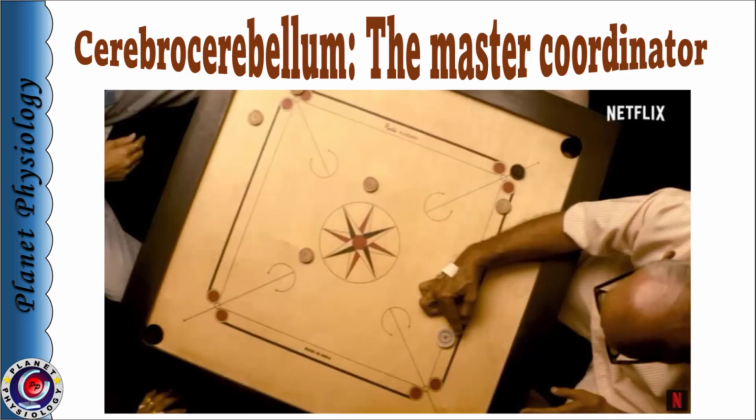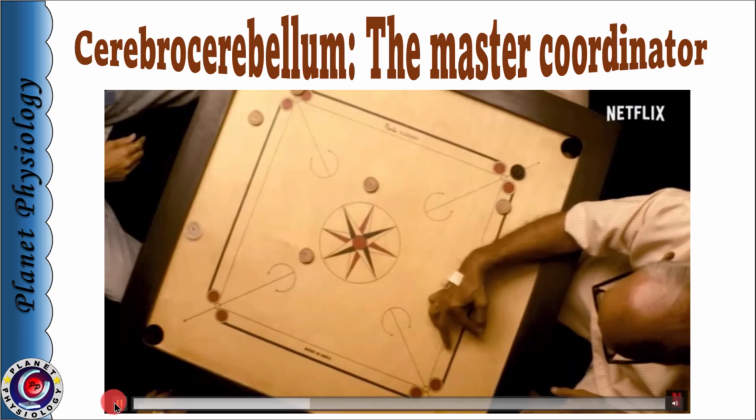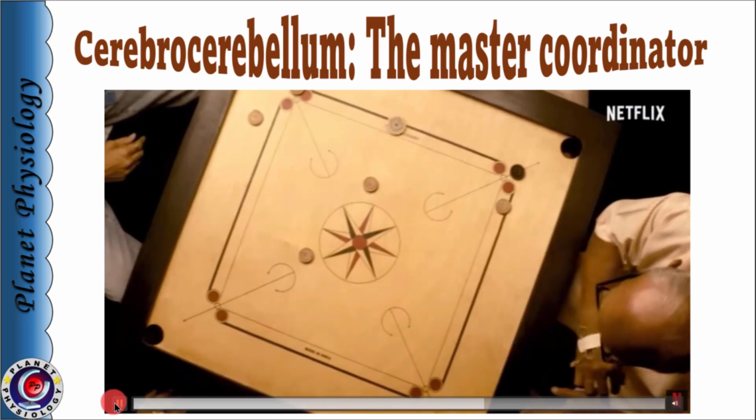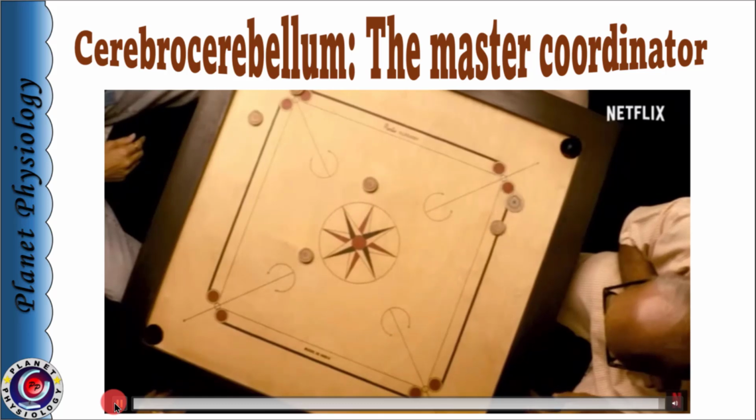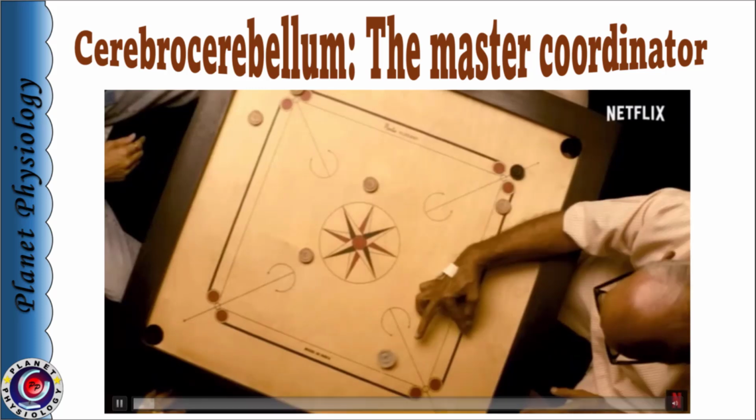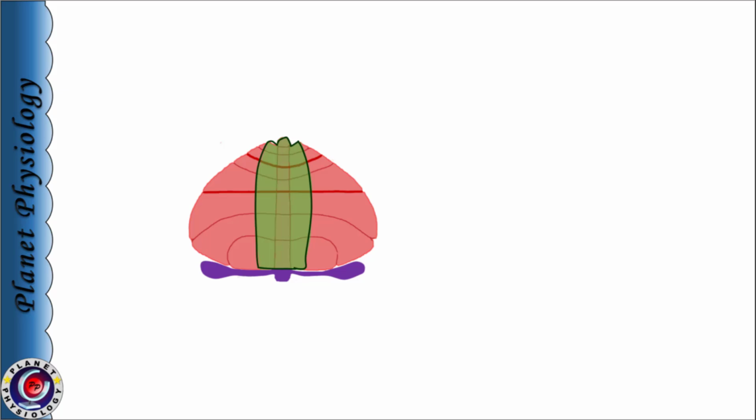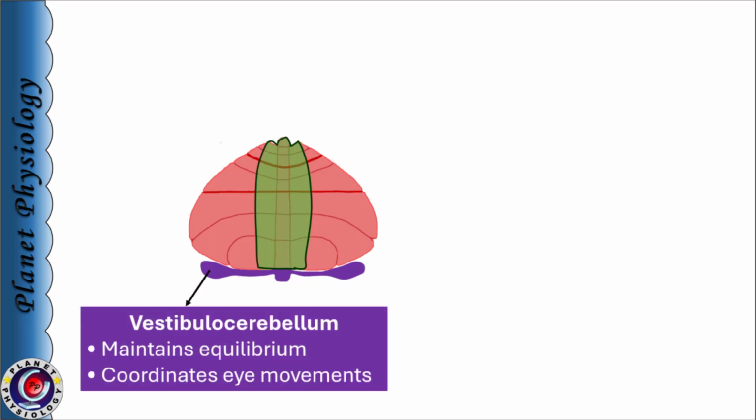Here is another example to indicate the role of cerebellum in precise movement. This perfect carom shot clearly demands the exact judgment of the direction, force, and precise timing of the muscle contractions. Let's now quickly summarize the important functions of the cerebellum. Vestibular cerebellum maintains equilibrium and coordinates eye movement.